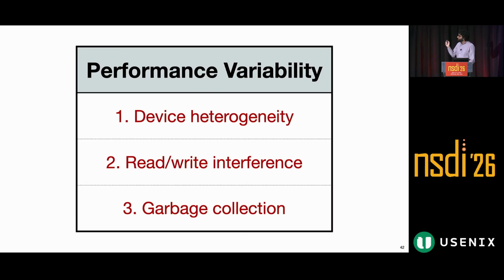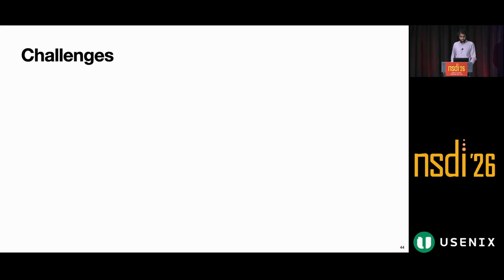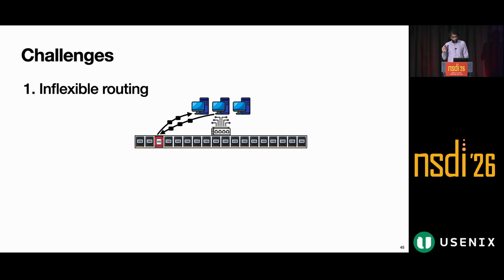All in all, we have these three sources of performance variability, and failing to cohesively manage these sources leads to the lost performance that we just saw. So why is it that existing systems are unable to address these sources of variability? Well, first, they often have inflexible routing. Even if you're able to detect that some SSDs are slow at a moment in time, the routing policies are often such that your hands are tied, and you cannot route around these SSDs, and you still continue to use them to serve your input and output requests.